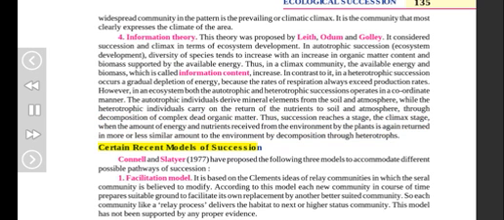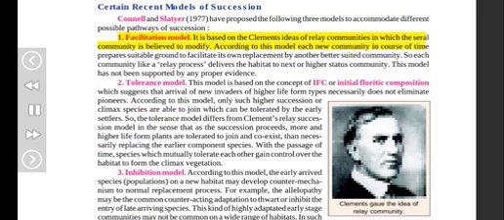Certain recent models of succession. Connell and Slatyer, 1977, have proposed the following 3 models to accommodate different possible pathways of succession. 1. Facilitation model. It is based on the Clements ideas of relay communities in which the seral community is believed to modify the habitat. According to this model, each new community in course of time prepares suitable ground to facilitate its own replacement by another better suited community. So each community, like a relay process, delivers the habitat to the next or higher status community. This model has not been supported by any proper evidence.